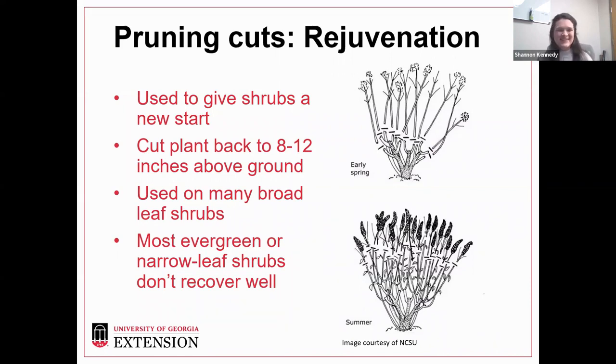Loropetalums do well with this. And make sure that they will be able to recover from this. Another good one is butterfly bush. They will respond well.